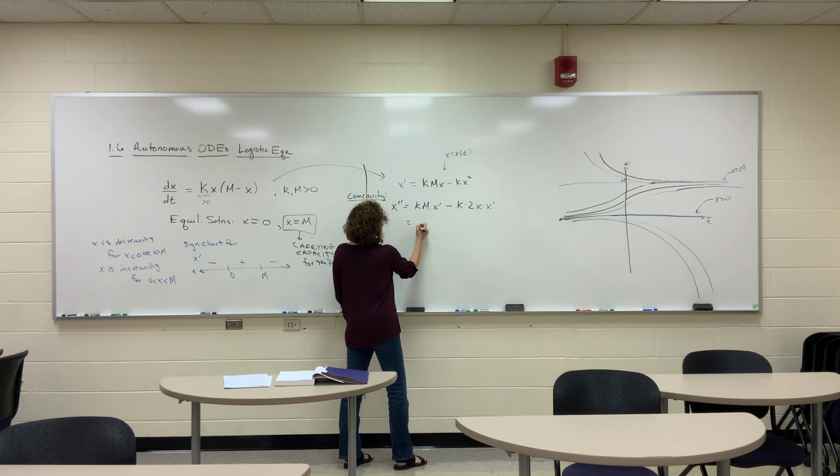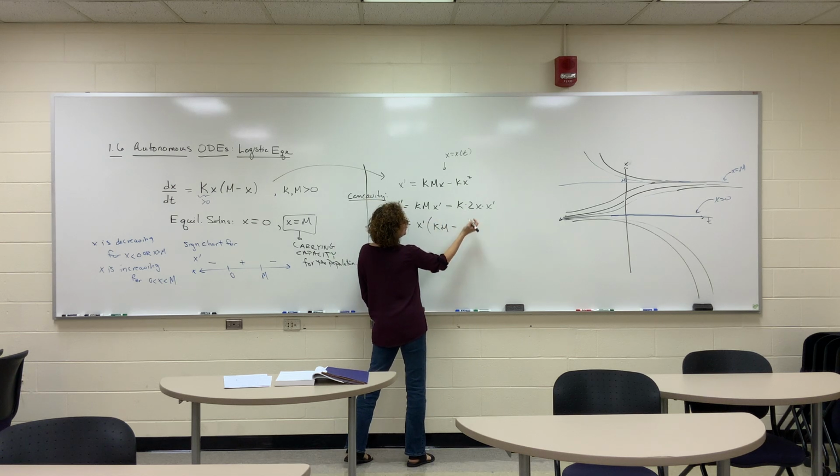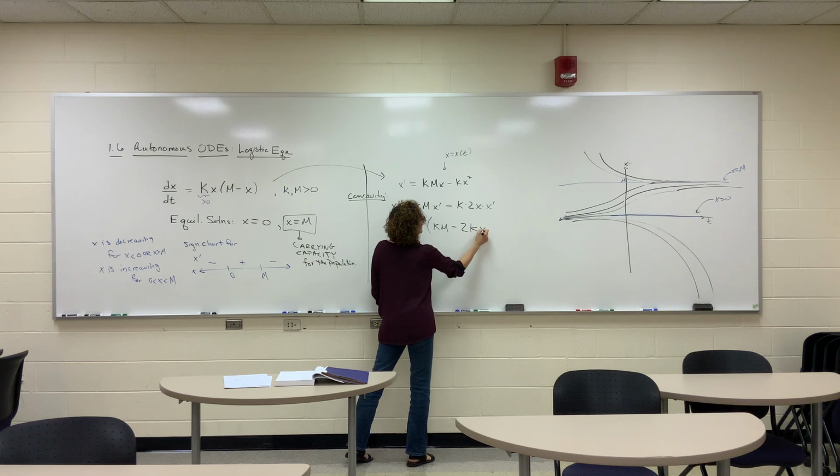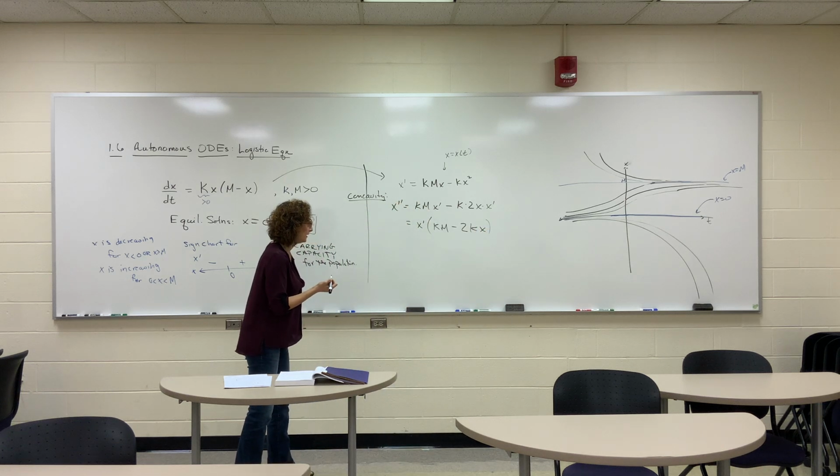Okay, good. So now what? Well, let's see, we've got this factor of x prime. Let's pull that out. So we have k times m, right? Minus, well, 2 I'm going to write in front, 2kx. Yeah, I just pulled out an x prime.